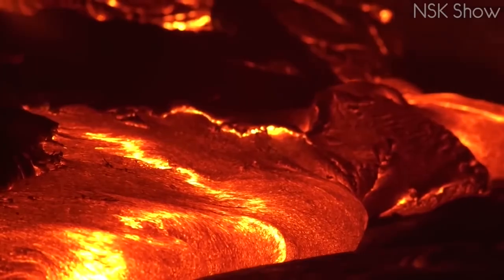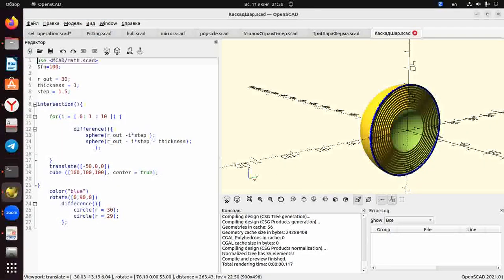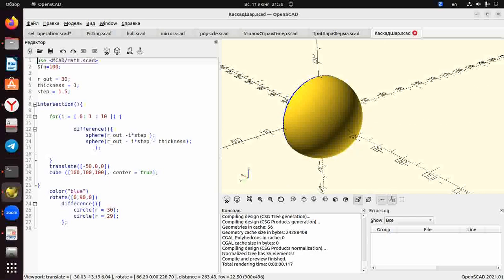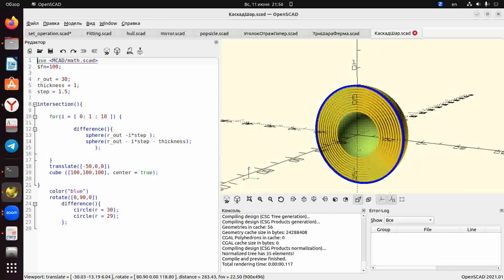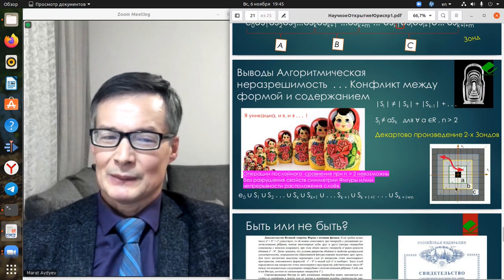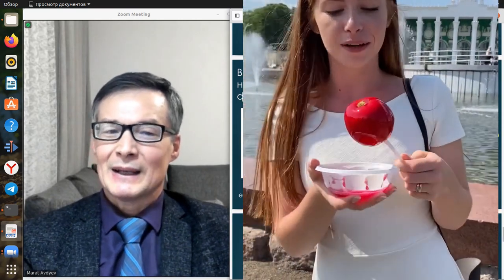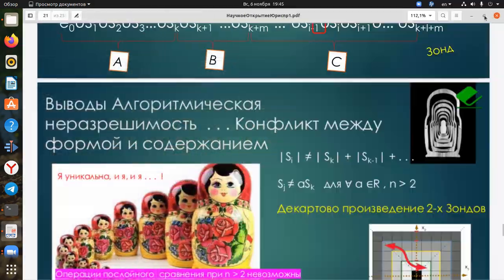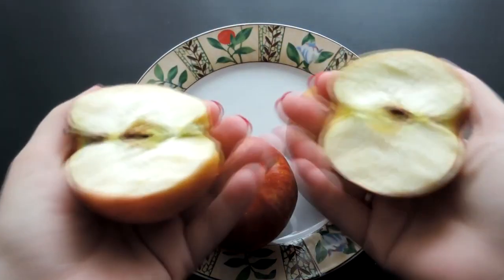All these are examples of induced topology. In our construction of a set of continuously following spheres forming open spheres, regardless of size, always a large sphere contains a smaller sphere, in its turn a smaller sphere, and so on. A similar pattern of nested layers like the Russian Matryoshka doll can be seen on the two-dimensional plane piercing the n-cube. It is not by chance that I say piercing and not dissection, because, from the basics of linear algebra, it is easy to understand that a cube is dissected by such a plane into two disconnected spaces.